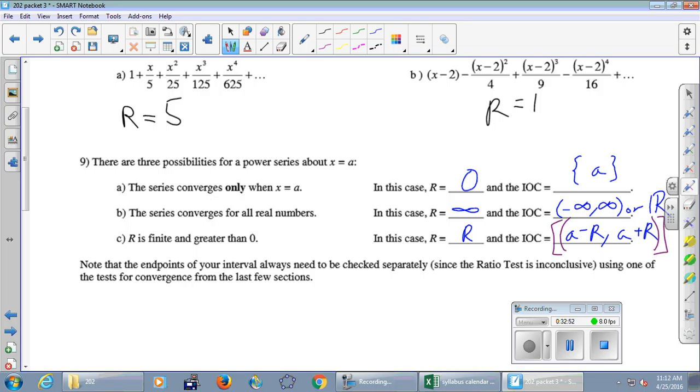Could be either or, so we'll put both. Don't copy this, don't share that with anyone, that's not standard. That's my way of saying we don't know. It's one of them. We don't know the endpoint. So you always need to check the endpoints separately with some other test, like today we saw the p-series and the alternating series test.